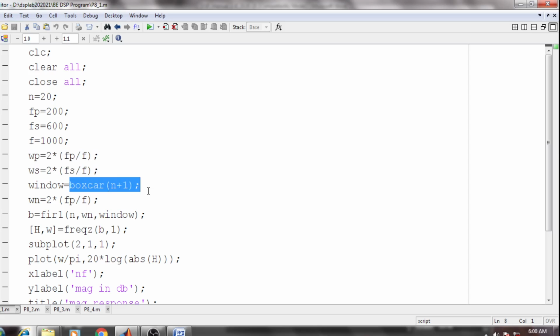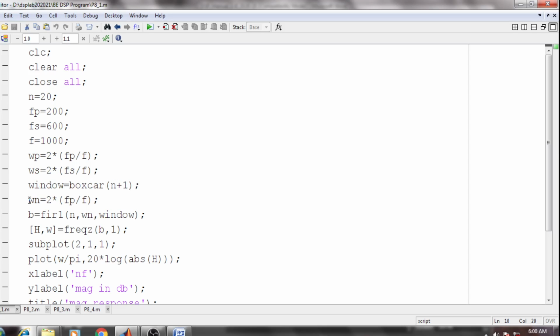Okay, so here its value is 1 for 0 to m minus 1, and it will be 0 for other cases. So that's why here the window is calculated with the help of this boxcar in bracket n plus 1. Okay, it is a function.